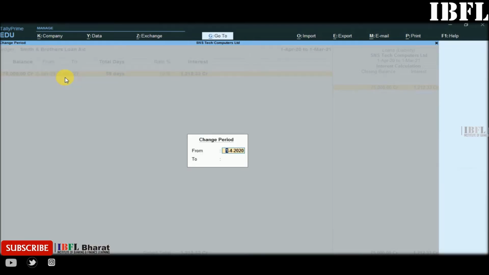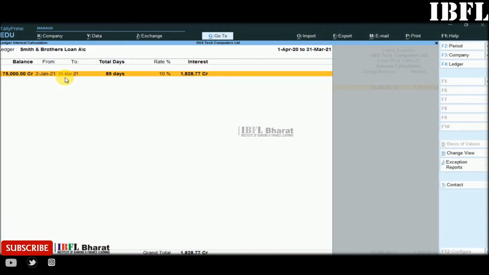So now we are changing here the time period. Okay, we are making period here 31.3, and now the new interest amount is 1828.77. Okay, we are making interest payment 1828.77.